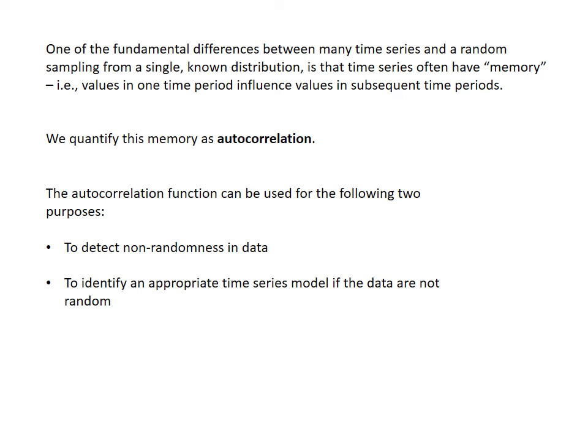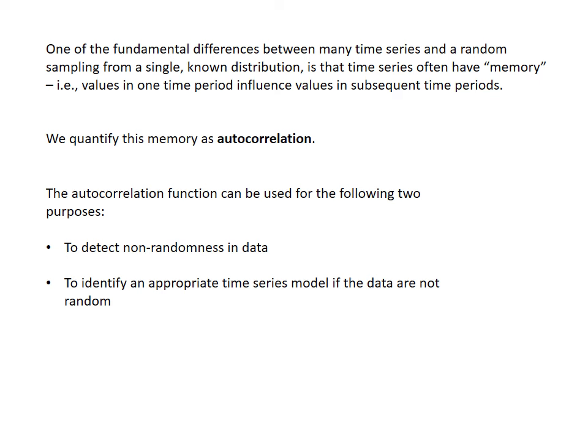One of the fundamental differences between many time series, even one that looks kind of like noise, and random sampling or Monte Carlo sampling from a single known distribution, is that time series have memory, right? We just saw this in the case of the random walk. Values in one time period influence values in subsequent time periods. And we call this autocorrelation.